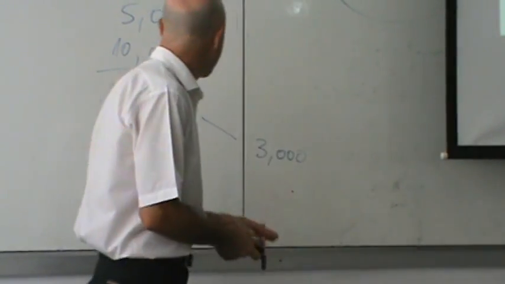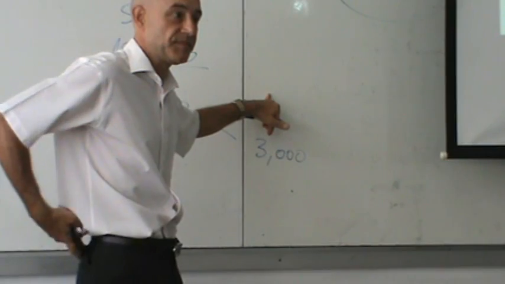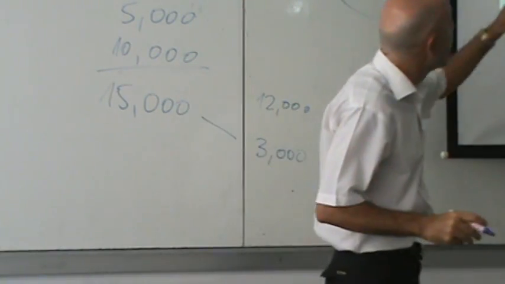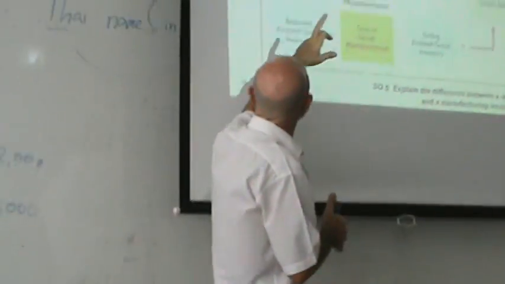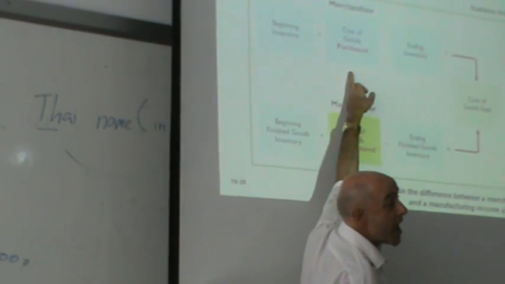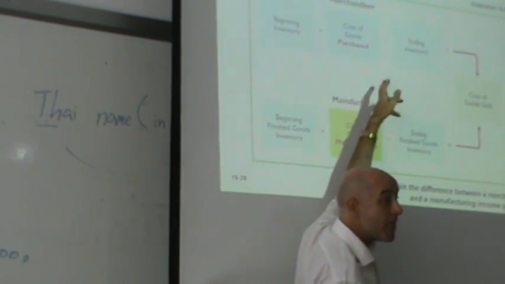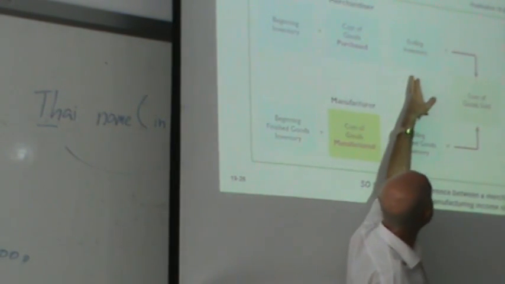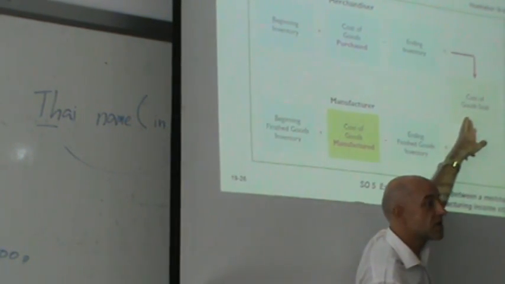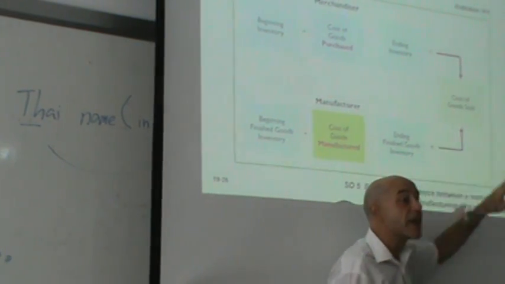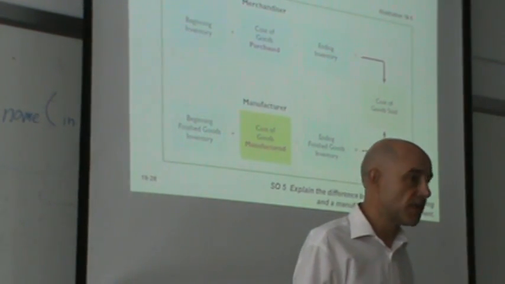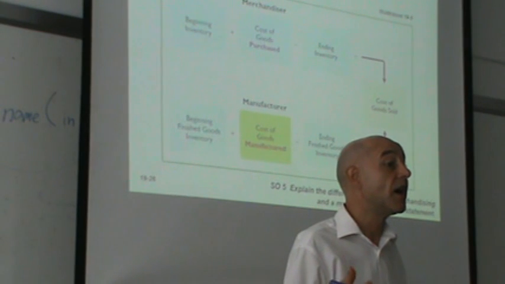So, how much did you spend during the month? 12. Well, that's the way it is. It's exactly the same here. You start with beginning inventory, you start with 5, you buy extra 10, so for the whole month you get 15. You end up with 3 at the end of the month. So the cost of goods sold is 12. Exactly the same calculation. This is the most universal calculation in accounting.